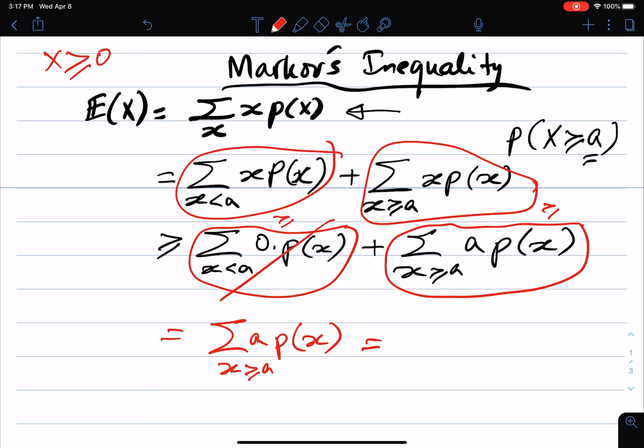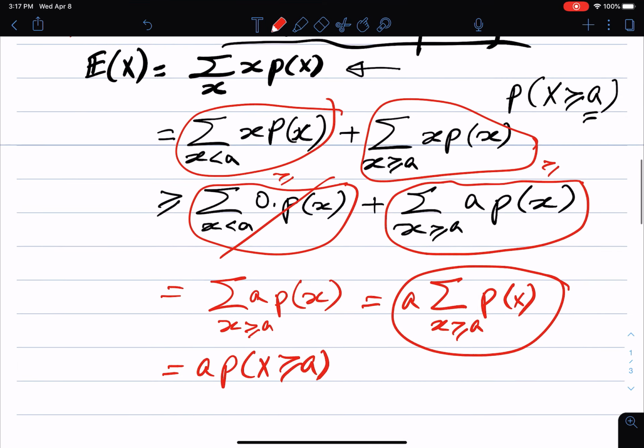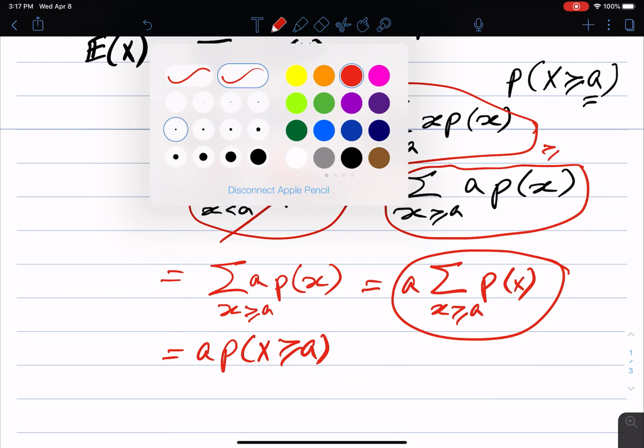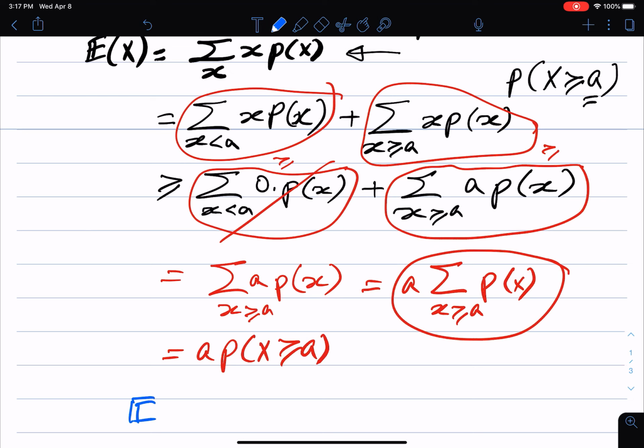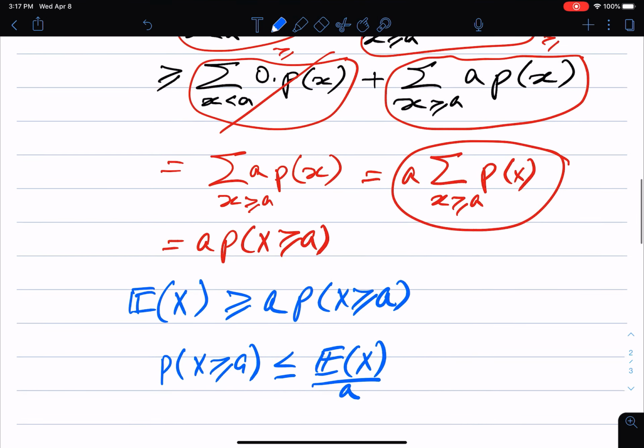And this, I can take the a outside here, and I can say this is a, the sum over all x greater than or equal to a of p of x. But this term, I can write it as a times the probability that x is greater than or equal to a. So if you look at the top line and the bottom line here, what we got is really this: E of x is greater than or equal to a times the probability that x is greater than or equal to a. In other words, I can say that the probability that x is greater than or equal to a is smaller than or equal to E of x divided by a.